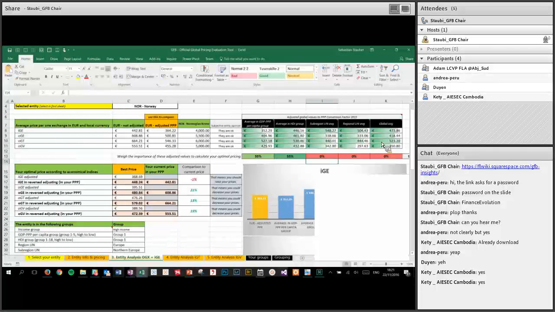So globally, the network is pricing the highest in OGT, the second highest in IGE, and then in OGE, and the lowest price is OGV. So just the relation is interesting to see here.